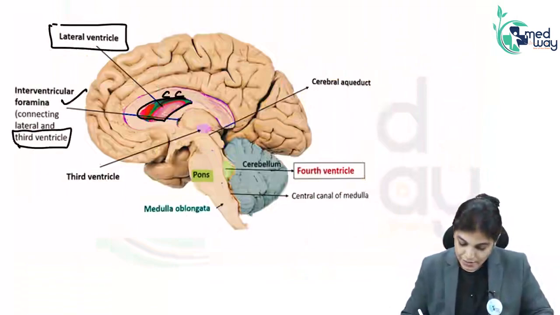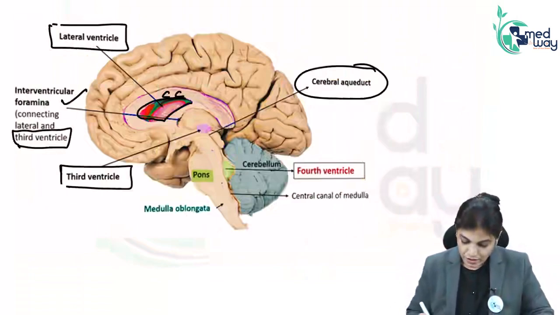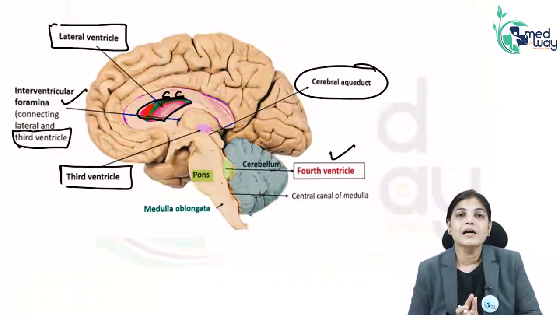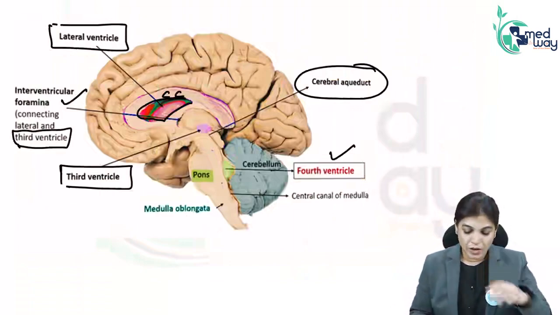Then we have the cerebral aqueduct, which forms a communication between the third ventricle and the fourth ventricle. From the fourth ventricle, as we have already seen in the roof of the fourth ventricle, there are the foramen of Magendie and the foramen of Luschka, which help the transmission of CSF from the ventricular system to the subarachnoid cistern. We will talk about this.